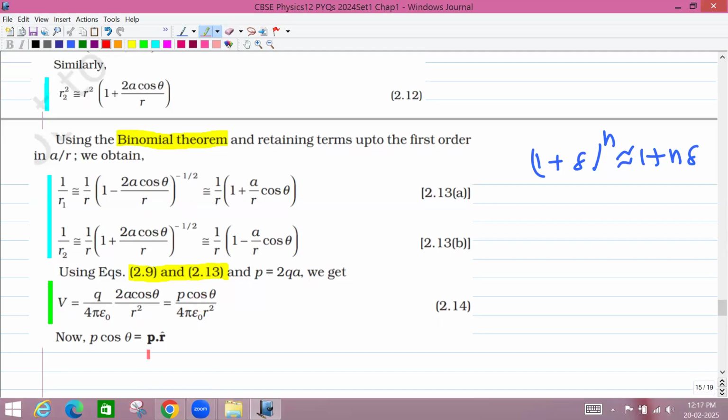And p cos theta can be written as p dot r cap, because a dot b is ab cos theta. So it becomes p into 1, because the magnitude of r cap is 1, and into cos theta, the angle between the two. So p cos theta can be written as p dot r cap.